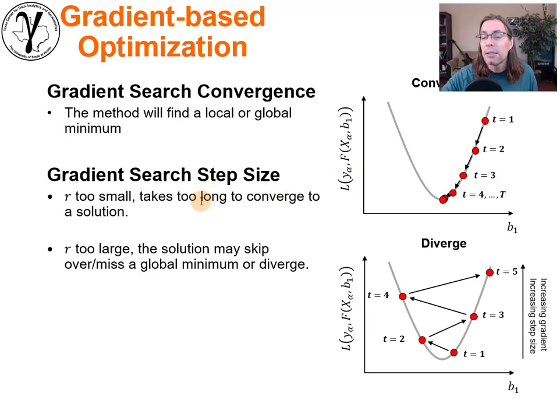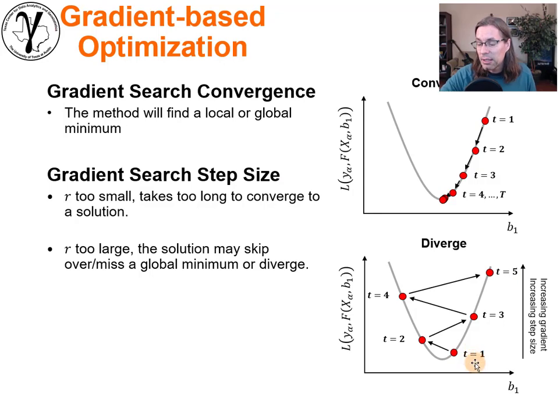What about the gradient search step size? Well, with the learning rate or step size, if it's too small, it's going to take too long. You'll take little tiny steps. It's going to have to run many iterations to get to the minimum. The other thing is you could use too large of a step size. Now, technically, you may skip over the global minimum and find a local minimum if it's too large. That could happen. Something that's more significant is that we could diverge.